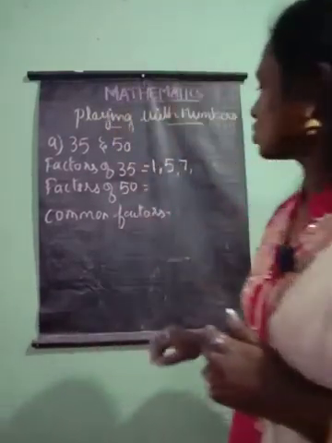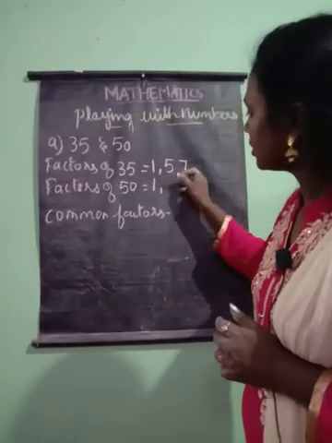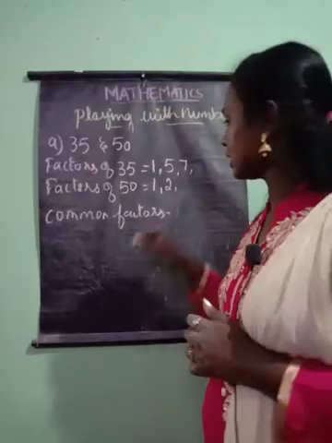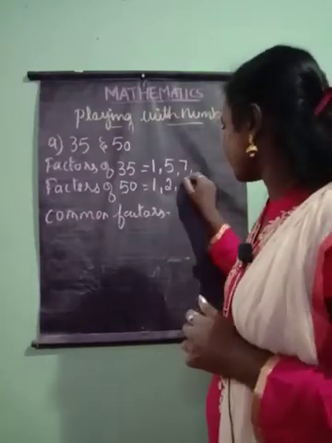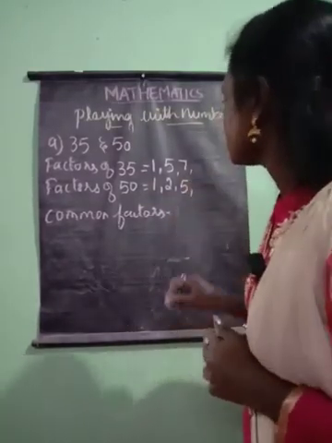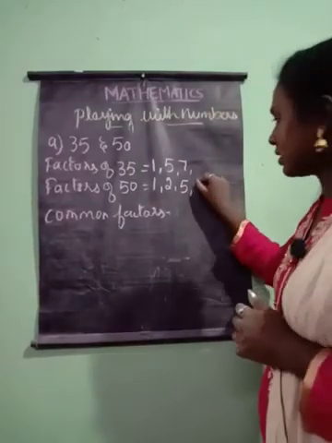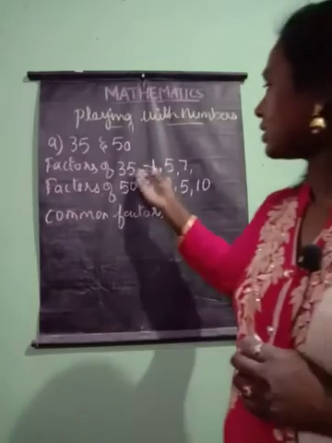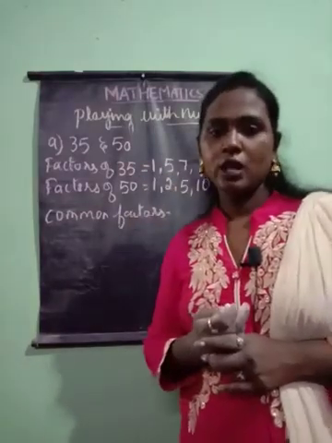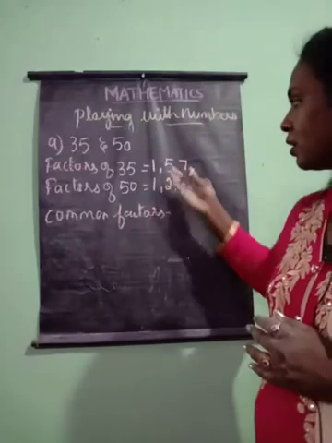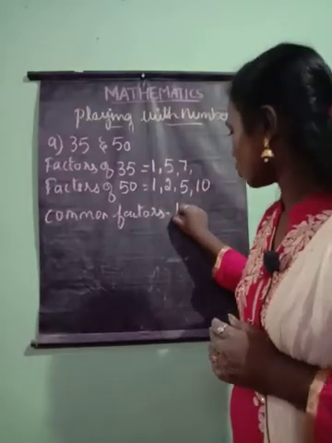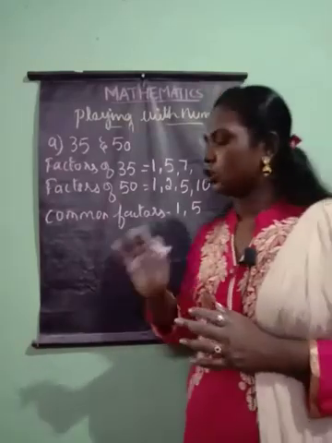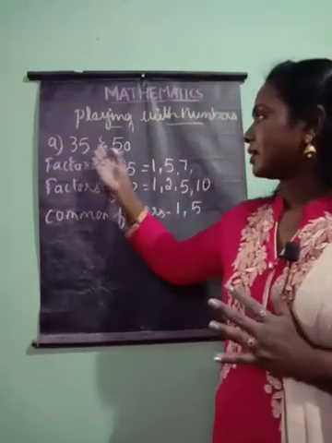Now 50. So 50 will be in 1, 2, 25 twos are 50, not in 3, 4, 5, 5 tens are 50, next is 10 fives are 50. So I hope these are the factors of 35 and the factors of 50. Now let us write the common factors of both numbers, that is 1 and 5. 1 and 5 are the common factors of 35 and 50.